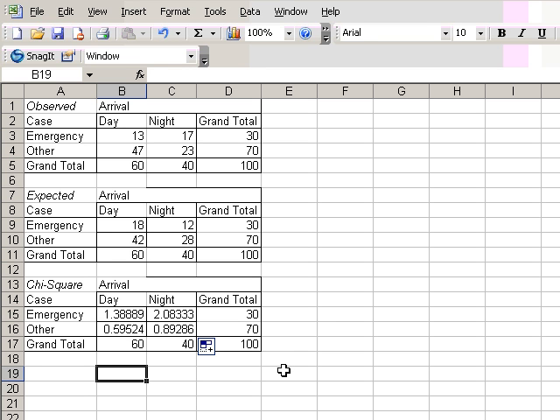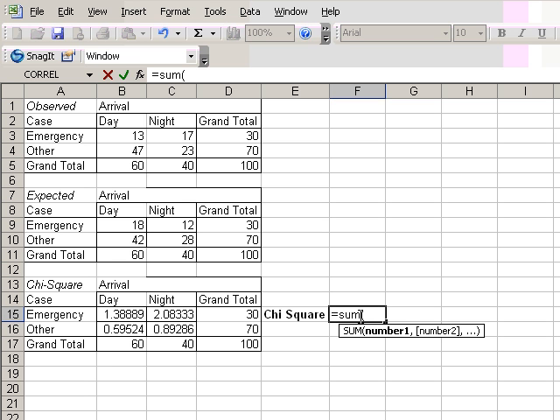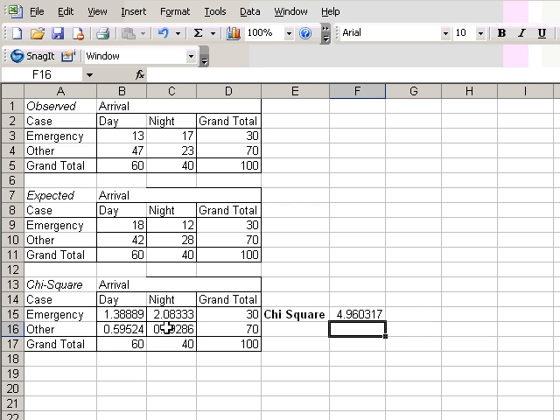Now, in order to find the actual chi-square value, which I will put here, I will simply sum the internal values here. So this is equal to the sum of these values. And the chi-square turns out to be 4.96.